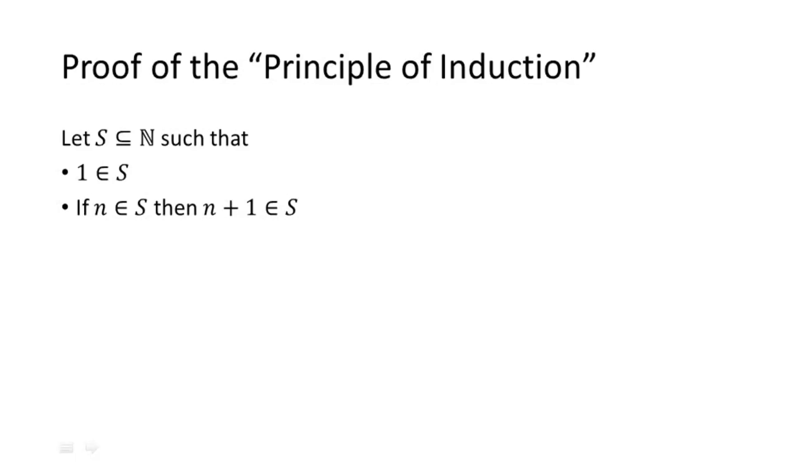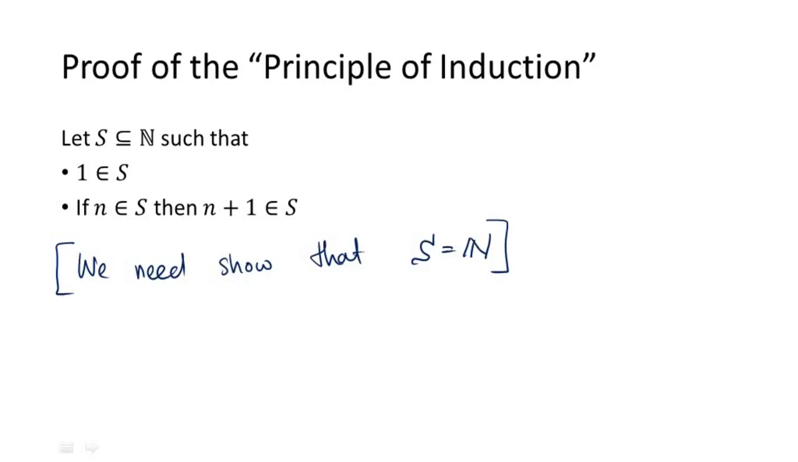Now let's see how we can prove the principle of induction using the well ordering principle. Let S be a subset of natural numbers satisfying the conditions: 1 belongs to S, and if n belongs to S, then n plus 1 belongs to S. Now we wish to prove that S is equal to N. Our proof will be based on a contradiction.